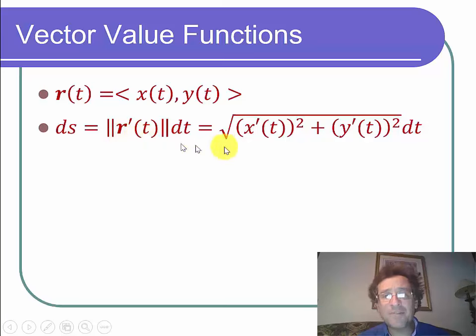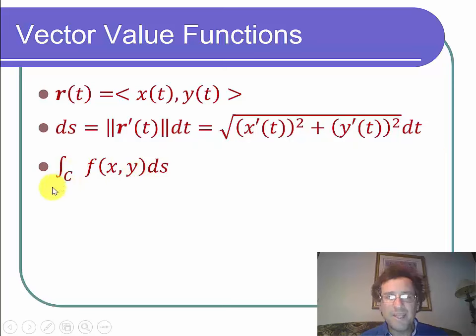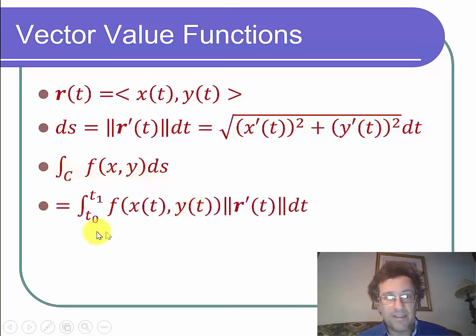And the magnitude of r prime of t is the square root of x prime of t squared plus y prime of t squared. And then we still have the dt. And that leads us to the result that the line integral over a curve C of f of x, y ds is equal to the integral from t0 to t1, that's the starting point for t and the ending point for t, of f of x of t, comma y of t, so instead of x, y, we have x of t, y of t, times the magnitude of r prime of t, dt.